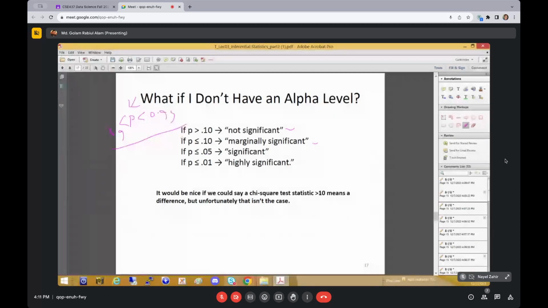There is more than 90% possibility that the result we got is just a random result, or we can say just a by-chance result. So if that is the case, then what do we have to say?